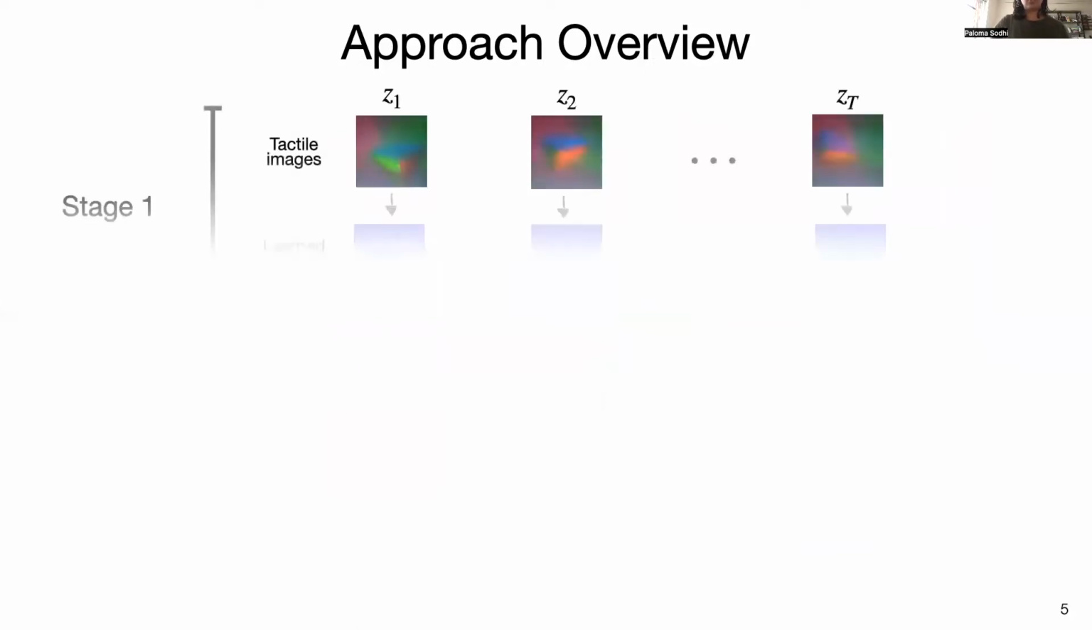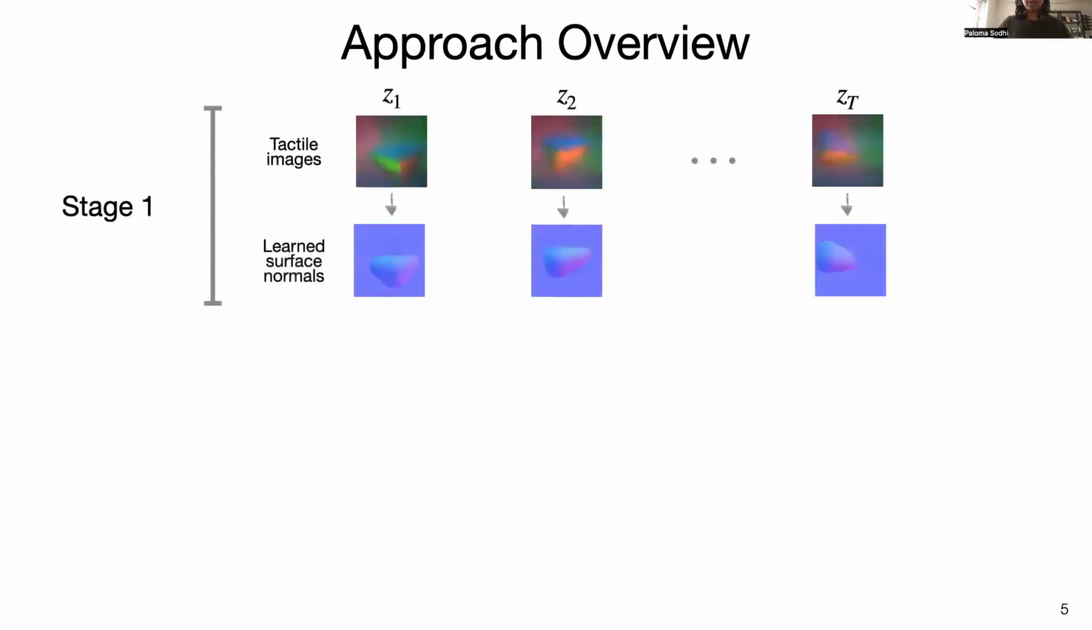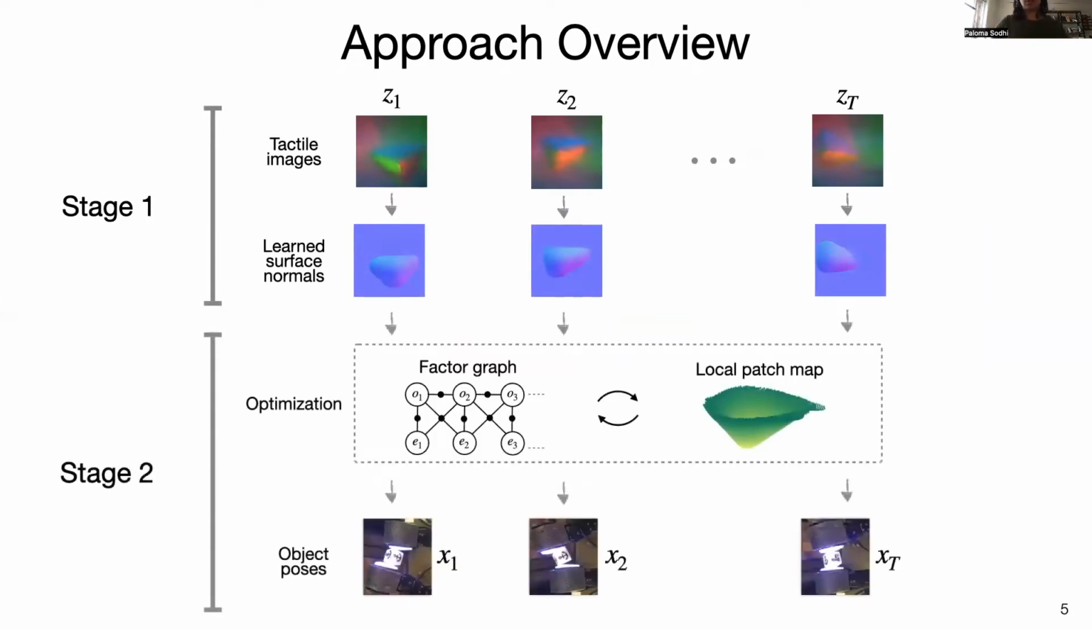So we propose a two-stage approach. In the first stage, we learn a mapping from tactile images to surface normals using an image translation network. In the second stage, we use these surface normals within a factor graph to both reconstruct a local patch map and use that to infer 3D object poses.